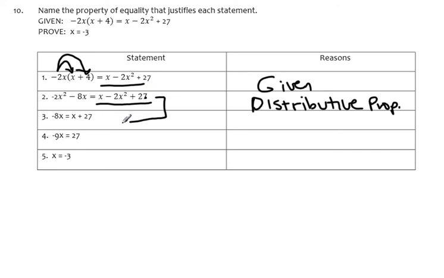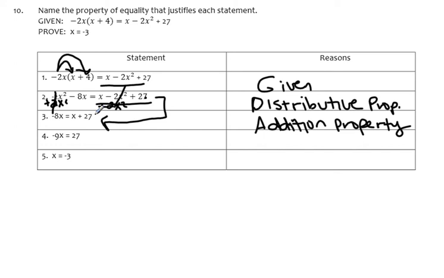Okay, so next, how does this step become step 3? Well, the negative 2x squared is missing here. Negative 8x has stayed the same. X here has stayed the same. The positive 27 has stayed the same. And once again, a negative 2x squared has disappeared. Well, you can't just get rid of a negative 2x squared. The only way to get rid of a negative 2x squared would be if we added 2x squared to both sides of this equation. If we add 2x squared to both sides of the equation, they eliminate each other. So that's the addition property.